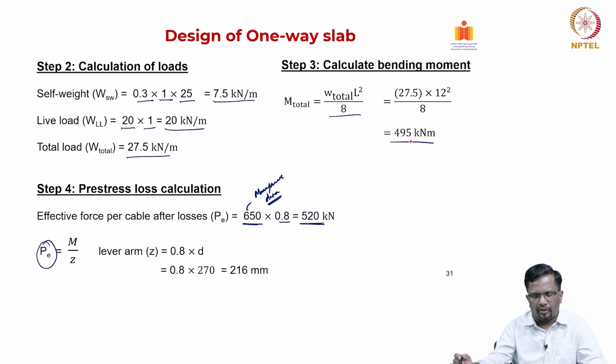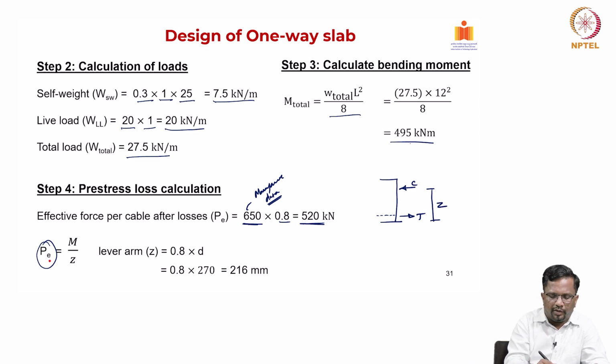I know the moment, and if I divide the moment by the lever arm, we know from the force method how much force is needed. Let us say this is your PT cable, so this is your tension force, and this is your compression. The distance between compression and tension gives me the lever arm. So, you can see moment divided by Z will give me the effective pre-stressing force.